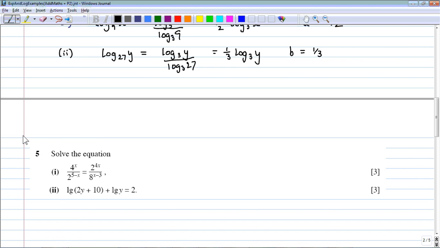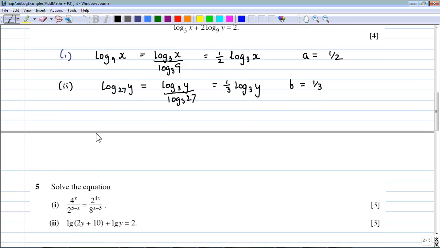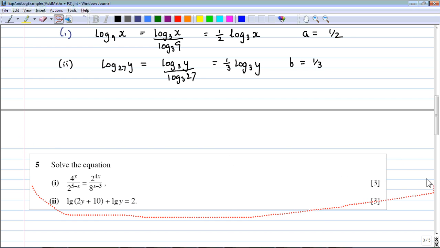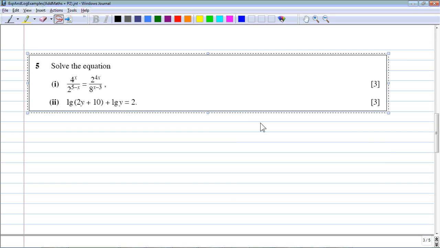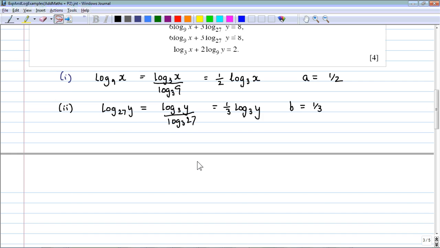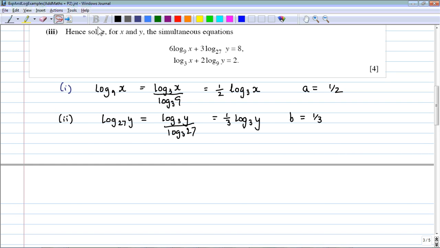And the final part of the question, let me just move this out of the way. Perhaps I can select it or something. Yes, I'll move this downwards. There we go. Right, so the third part of the question was solve for x and y. So back to the pen. Solve for x and y, the simultaneous equations.